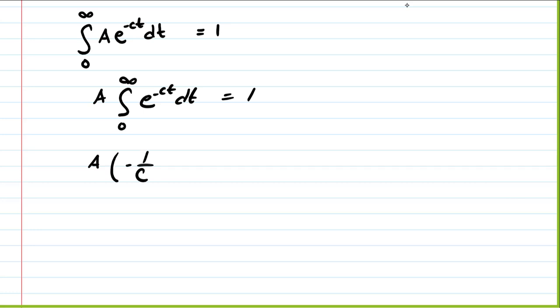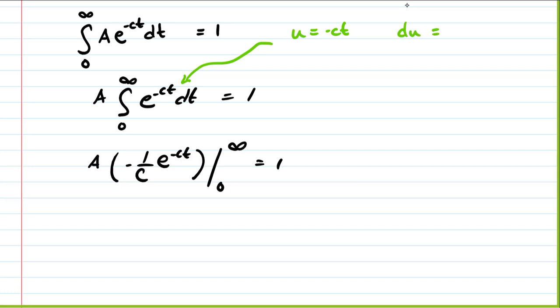So negative 1 over c e to the negative ct, and we're going to evaluate that from 0 to infinity equals 1. And this is the result of a u substitution, right? Because if I let u equal negative ct, then du is equal to negative c dt. So divide by negative c, and I get dt is equal to negative du over c.